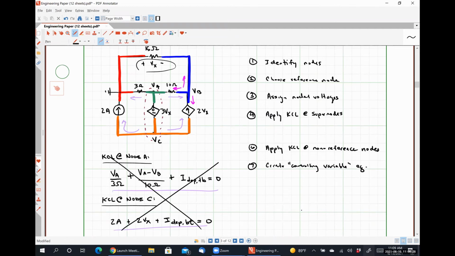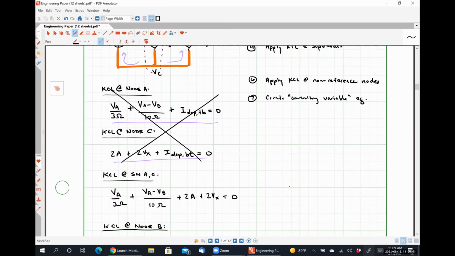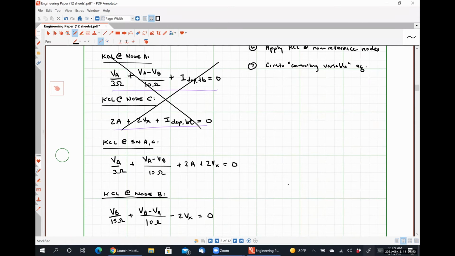So if I'm being honest here, I think I shot myself in the foot on one thing that I'm trying to explain here by choosing that red node to be my ground. And the reason why I say that is because I currently have 3 equations, 3 unknowns, and I should be able to solve things. But what's going on with a 3Vx source has been completely and utterly ignored.